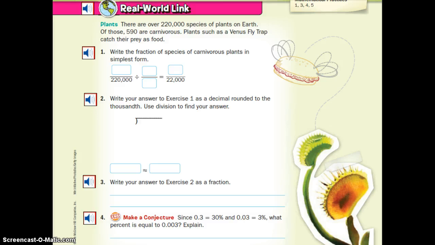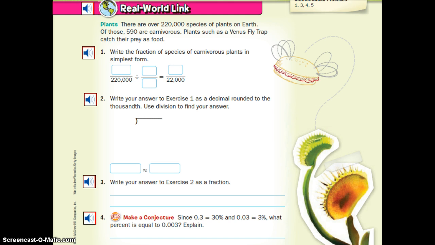There are 220,000 species of plants on Earth. Of those, 590 are carnivorous. Plants such as the Venus flytrap catch their prey as food. Write the fraction of species of carnivorous plants in simplest form.